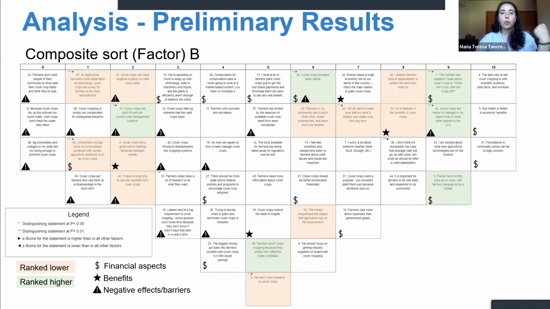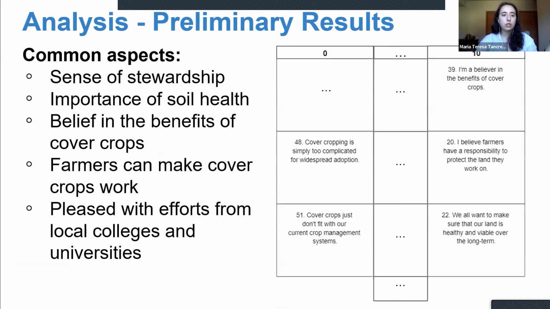And so what I learned from this preliminary analysis that I conducted is that of the 4 factors that came out of our research, there were some common aspects that all the factors, all the farmers, shared. And so all the farmers expressed a sense of stewardship, usually ranking cards like card 20 and 22 very highly. So like strongly agree, 10, 8, 9. They also usually stress the importance of soil health for them, their belief in the benefits of cover crops. They also talked about how farmers can make cover crops work for them, ranking cards like card 48 and card 51 very low.